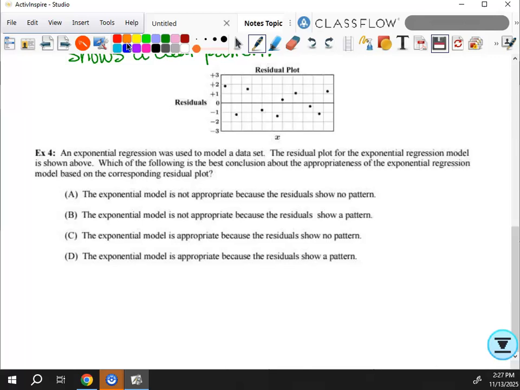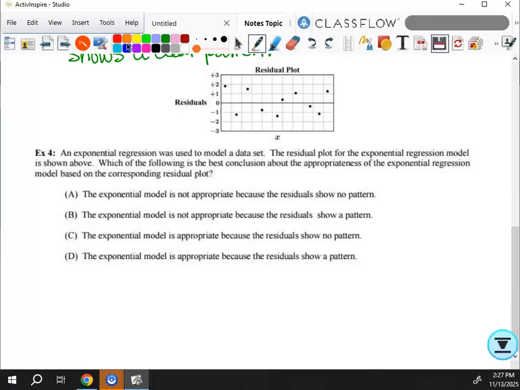Okay, let me read this. An exponential regression was used to model a data set. The residual plot for the exponential regression model is shown above. Which of the following is the best conclusion about the appropriateness of the exponential regression model based on the corresponding residual plot? That's a lot of words.